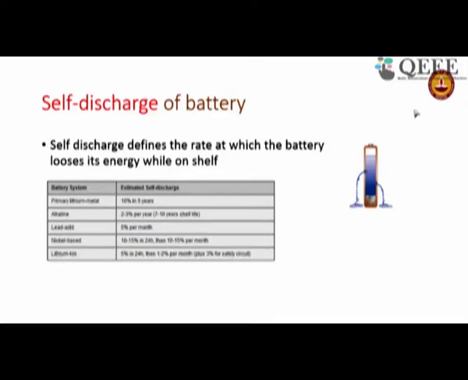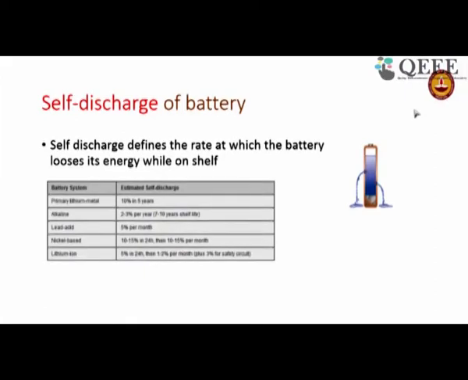Self-discharge rate. Now if you charge a battery and keep it on the shelf, what will happen? It will start discharging. How fast will it discharge? After a month, you come and check. It's still 95% full? Well, not bad.